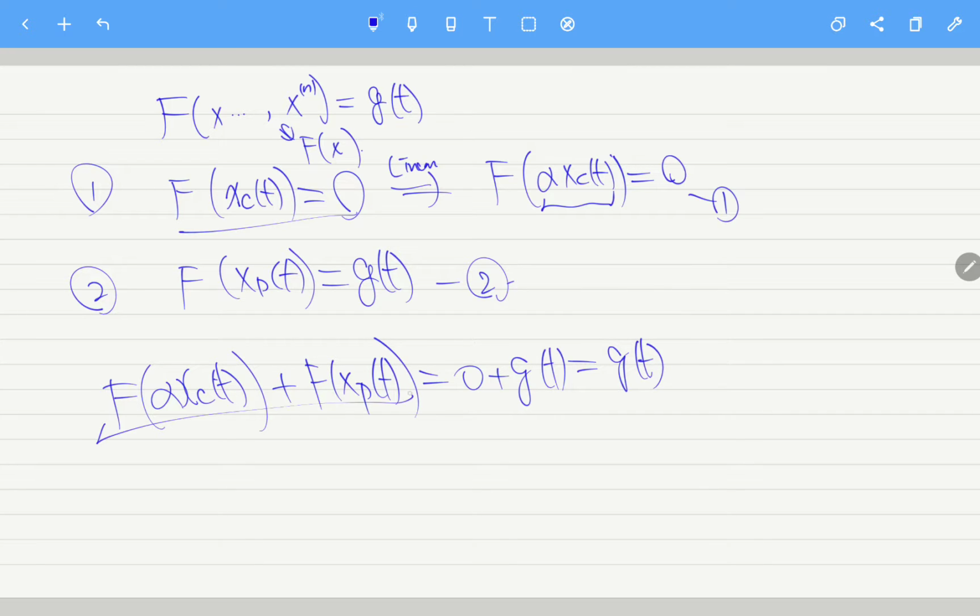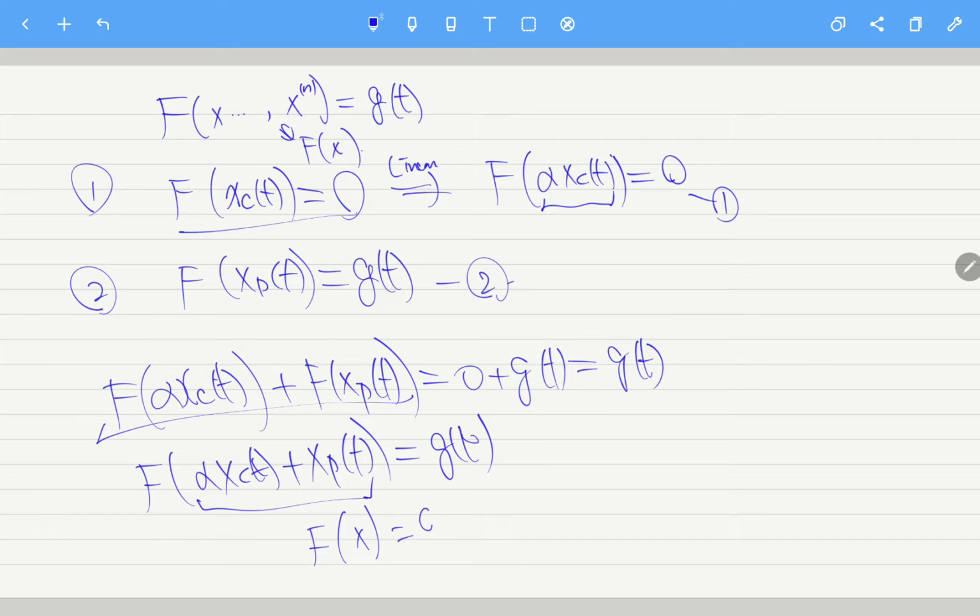Okay, on the left side, we also know that it is linear, so it should satisfy the superposition property, which means that f of alpha xc of t plus xp of t should be g of t, which means that this whole complete solution should be the solution to this f of x equals g of t, something like that. So this is the first step. So that's why we need this procedure.